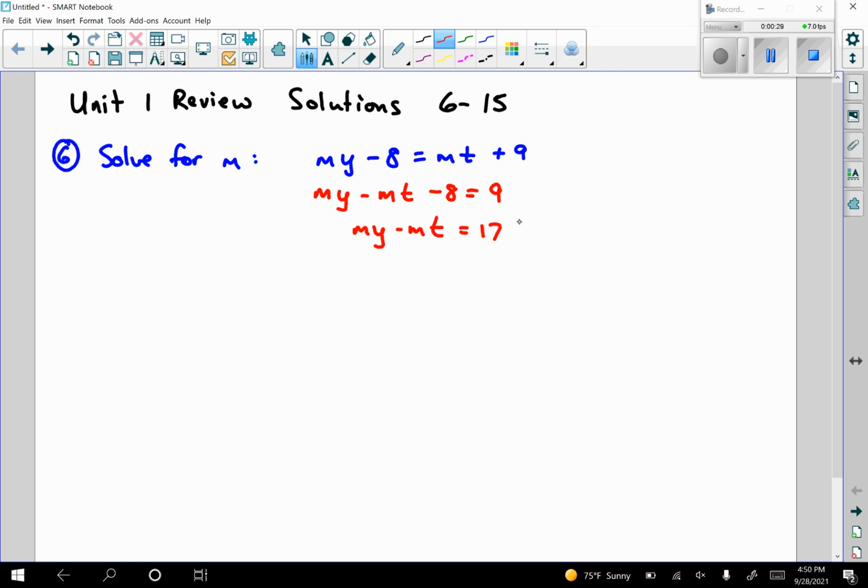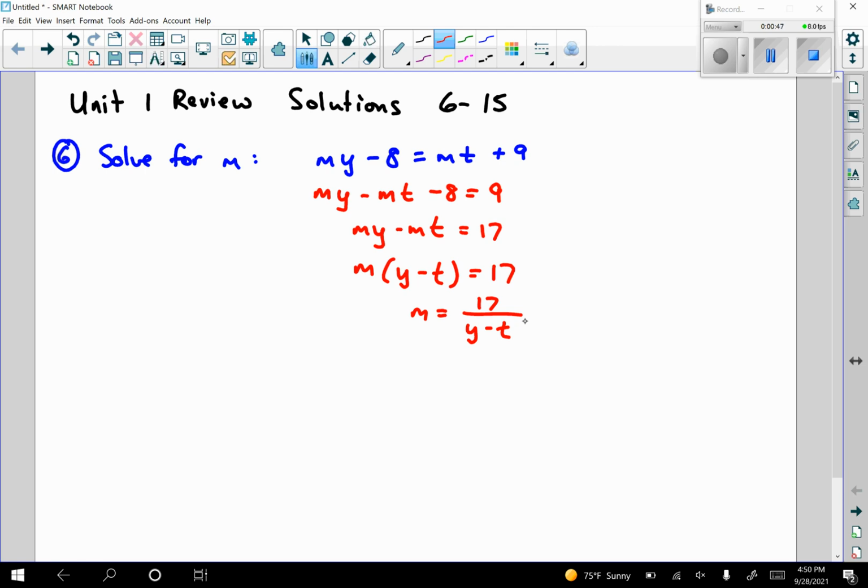Now remember, in order to go from seeing these two terms down to just a single m, we want to factor out the m. And then we're left with y minus t inside the parentheses, divide by that. So m is going to equal 17 over the quantity y minus t.